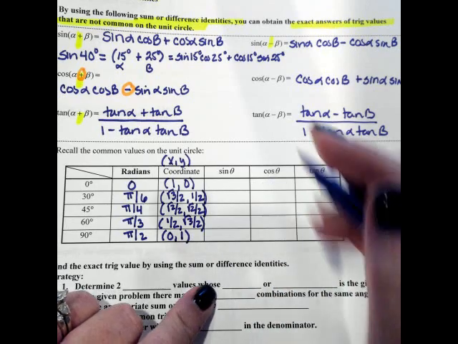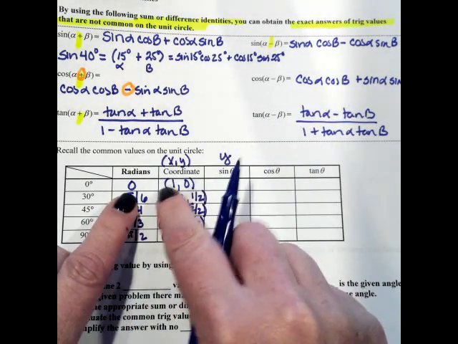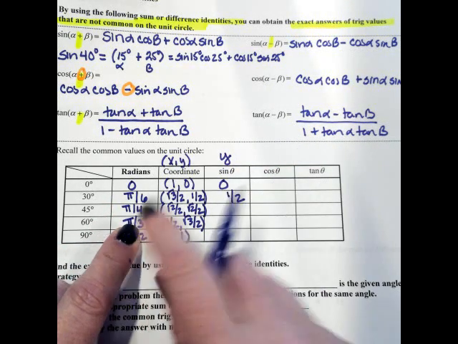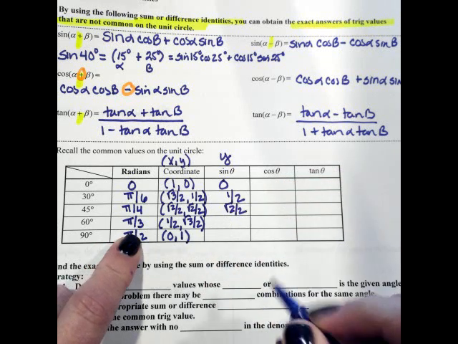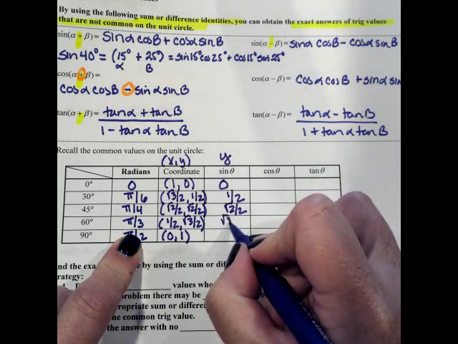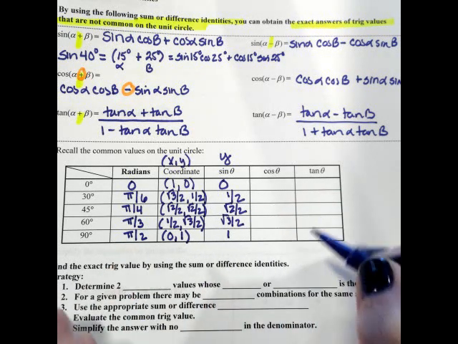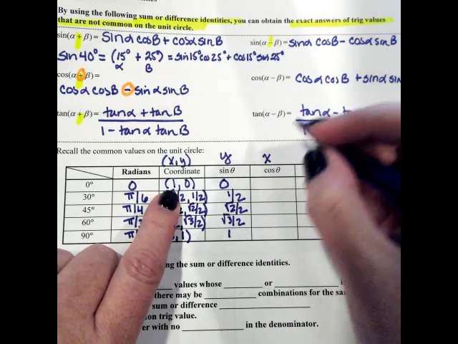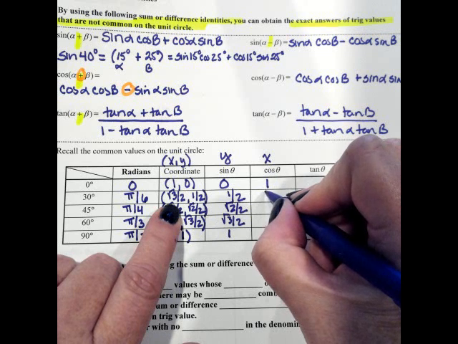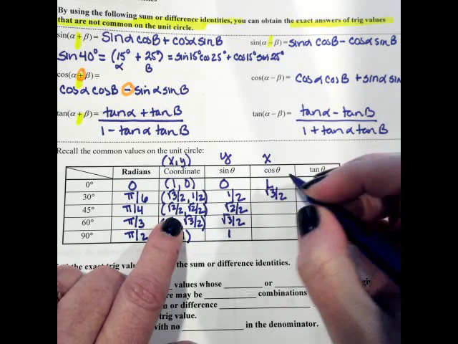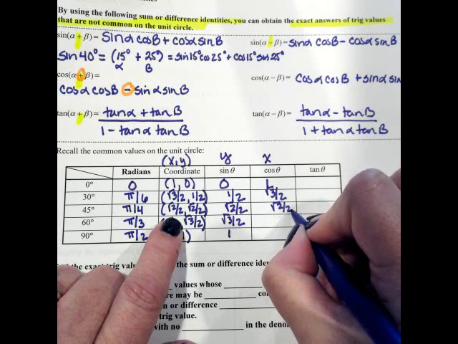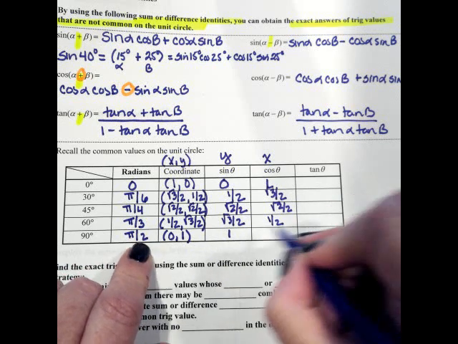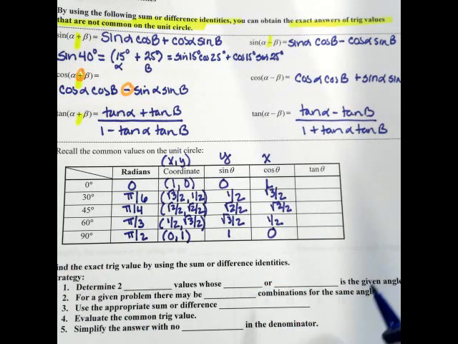Remember, the coordinate is the x and the y value. From the coordinate, the sine is your y coordinate. So the sine of 0 is 0. The sine of pi over 6 is 1/2. The sine of pi over 4 is square root 2 over 2. The sine of pi over 3 is square root 3 over 2, and the sine of pi over 2 is 1. Remember, cosine is your x coordinate. So the cosine of 0 is 1. The cosine of pi over 6 is square root 3 over 2. The cosine of pi over 4 is square root 2 over 2. The cosine of 60 degrees, or pi over 3, is 1/2. And the cosine of pi over 2, or 90 degrees, is 0.